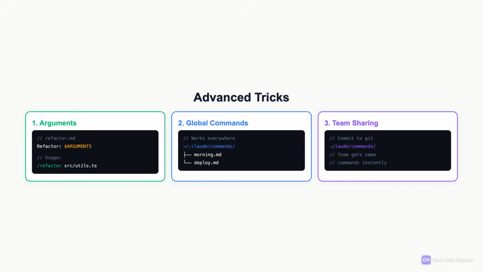Trick number 3, team sharing. This is huge. The .claude/commands folder is just a regular folder in your project. Commit it to Git, push it, and your entire team gets the same commands instantly. Everyone on the team can type /pr and get the same consistent pull request format. No more "how do I write a PR description?" questions in Slack.